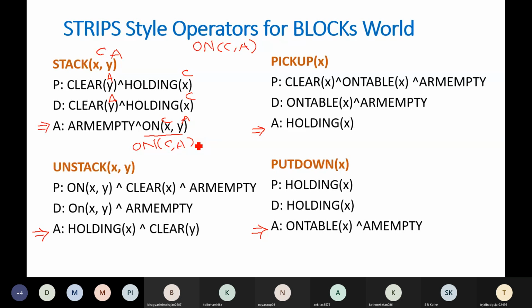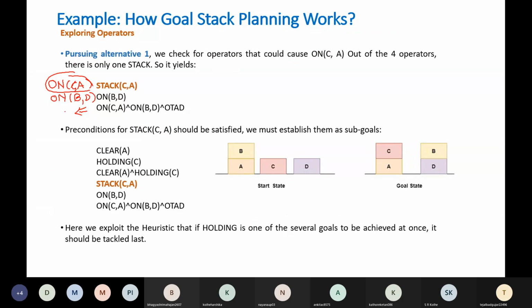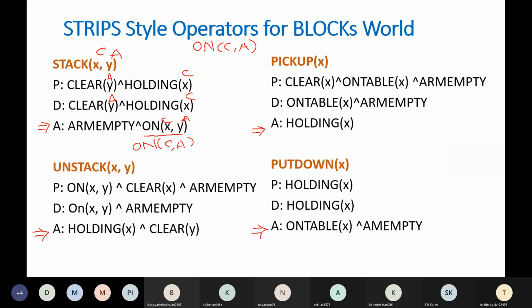Yes, sir. What are we trying to do? We want on CA. We have to satisfy on CA true. To satisfy this, the program will see all these four operations, their add list where this on CA is true. So substitution will be performed. So we come to know that this add list of stack CA contains on CA. So if I apply this operation, then I will get on CA true.